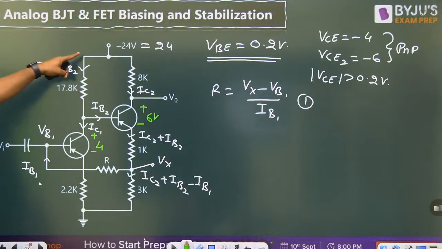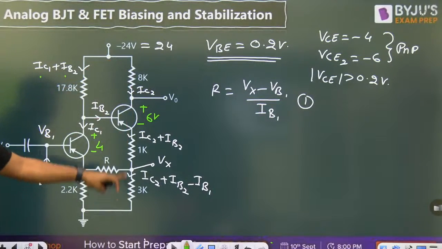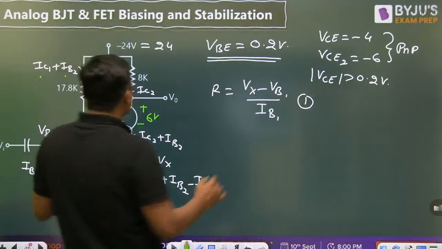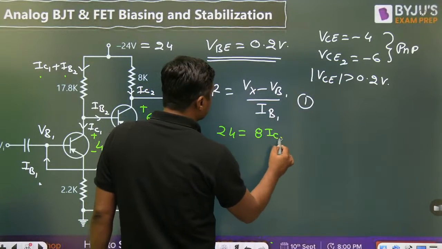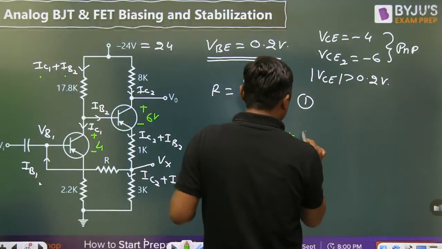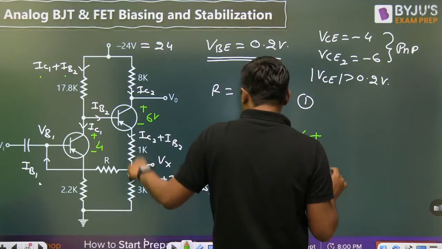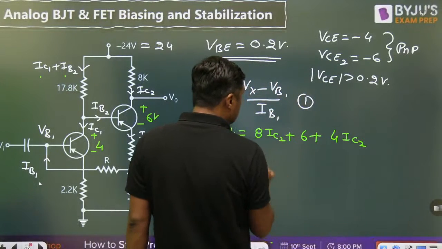So write down the KVL from this point to this point. You will get the value of IC1. Write down the KVL from this point to this point. You will get the value of IC2. I am writing the KVL. 24 is equal to 8 IC2 plus 6 plus 1 plus 3, 4 IC2. I am neglecting all the base current because beta is very large.